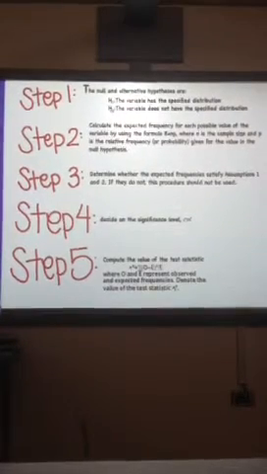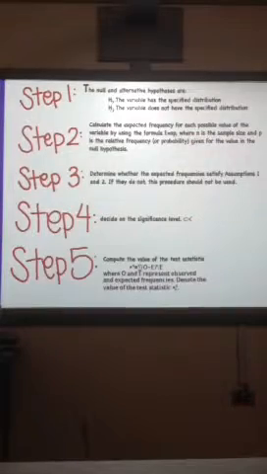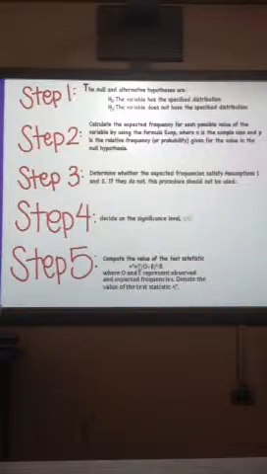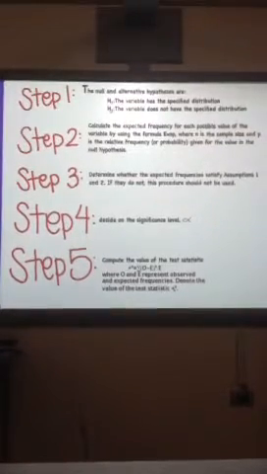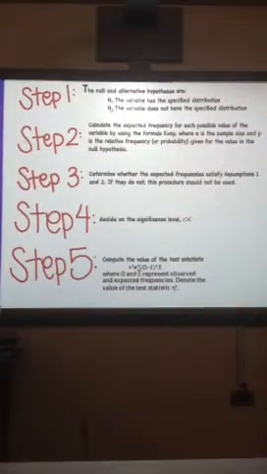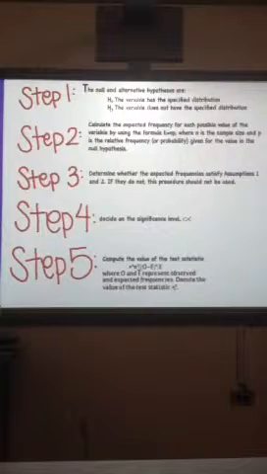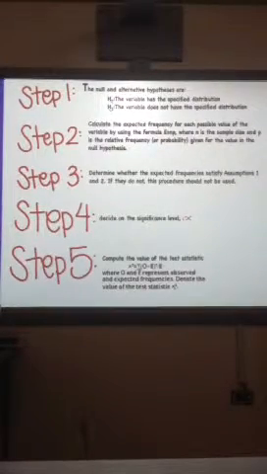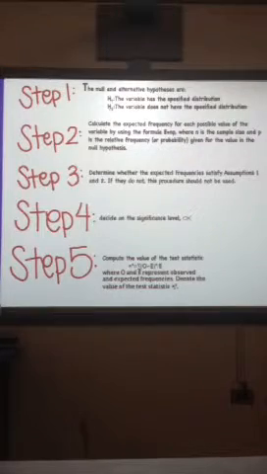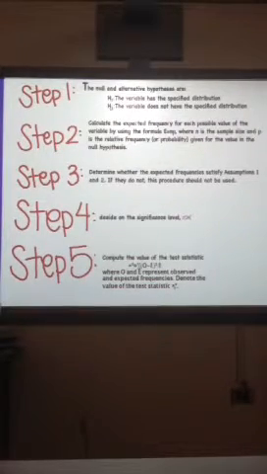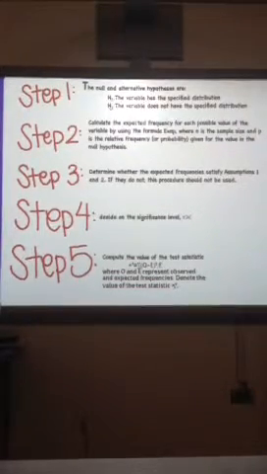Step 2. Calculate the expected frequency for each possible value of the variable by using the formula E equals NP, where N is the sample size and P is the relative frequency, or probability, given for the value in the null hypothesis. Step 3. Determine whether the expected frequencies satisfy assumptions 1 and 2. If they do not, this procedure should not be used.